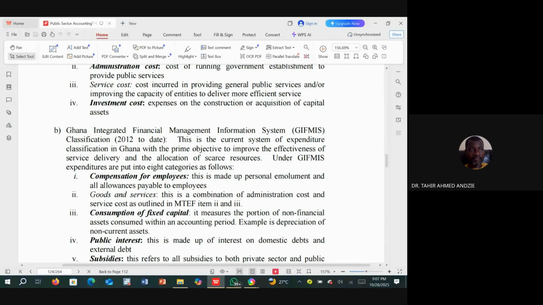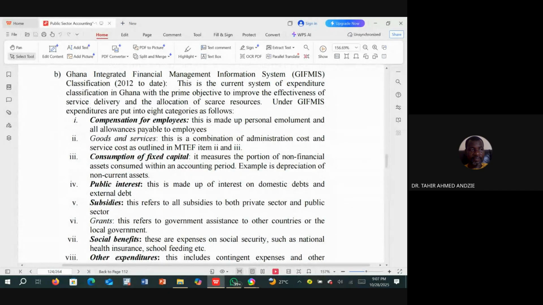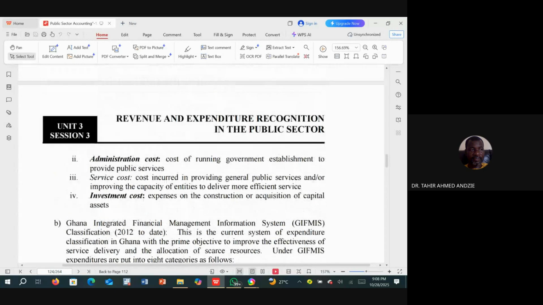And so under the GIFMIS classification, the revenue are grouped under first, and that has been in use from 2012 to date. And this is the current system of expenditure classification in Ghana with the prime objective to improve the effectiveness of service delivery and allocation of scarce resources. Under the GIFMIS, expenditure are put into 8 categories. Take note. Under the GIFMIS, expenditure are put into 8 categories. And remember that under the MTEF, it was 4.